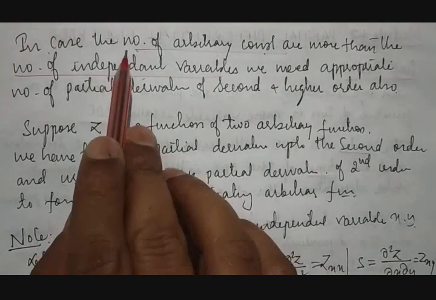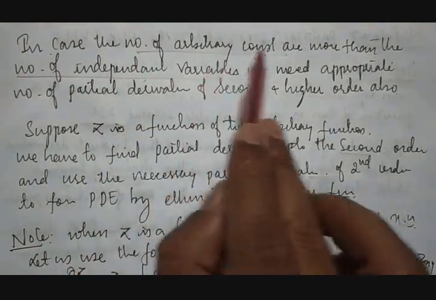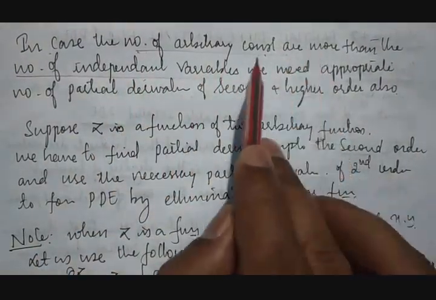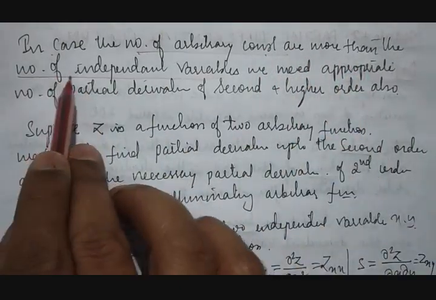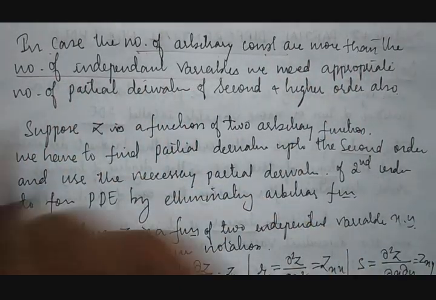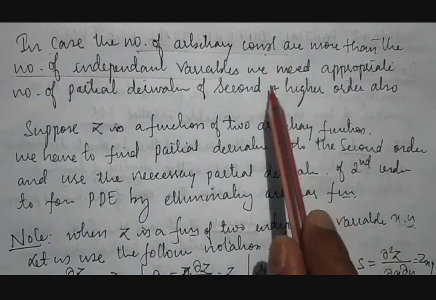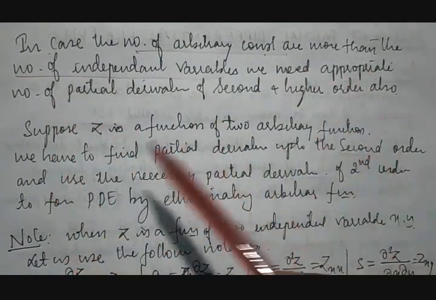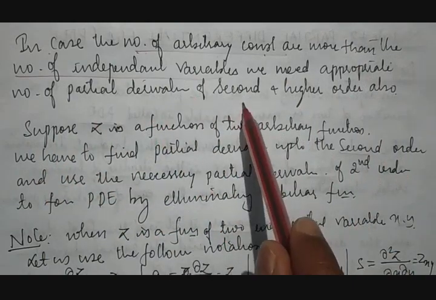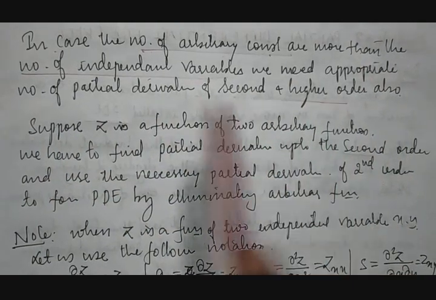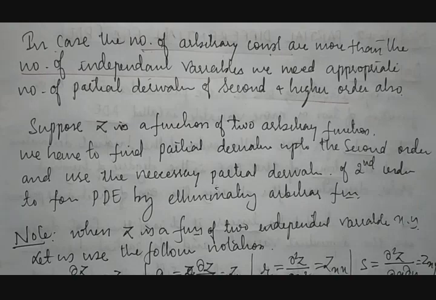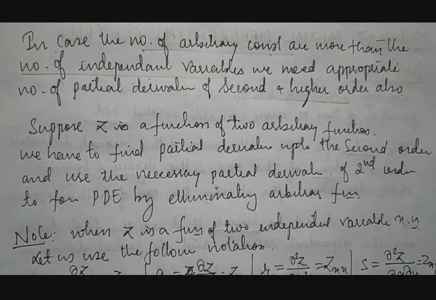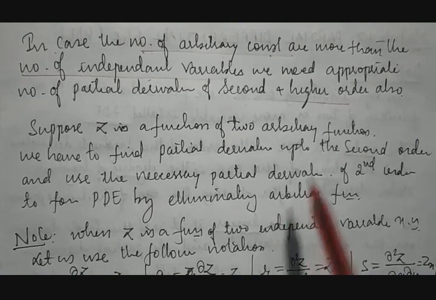But if the number of arbitrary constants is more than the two independent variables, then the first order partial derivative is not sufficient. Then what to do? We need to go for higher order partial derivatives, for example, second order differentiation. Then only is it possible to eliminate the number of constants which are more than the variables available. Okay, so more than the variables.